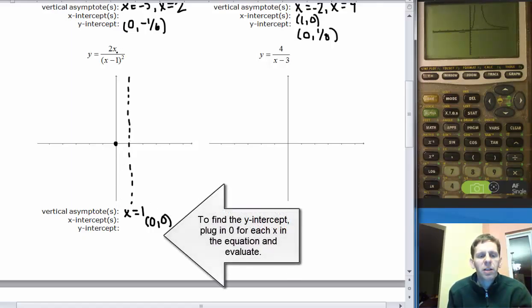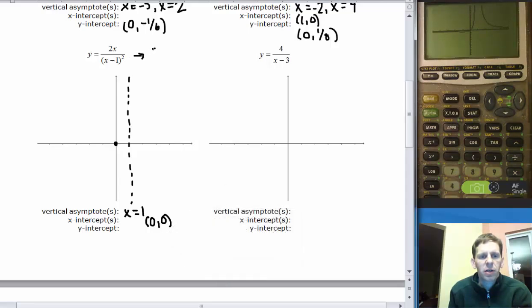Your y-intercept is based on what happens when you plug in 0 for each of these x's. Now in this problem, if you plug in 0 into the numerator, you're going to get 2 times 0, which is 0. In the denominator, you're going to get 0 minus 1 squared. That's negative 1 squared, which equals 1. 0 divided by anything is equal to 0. So your y-intercept is obviously also (0, 0).